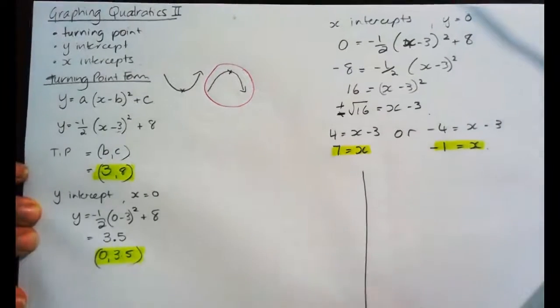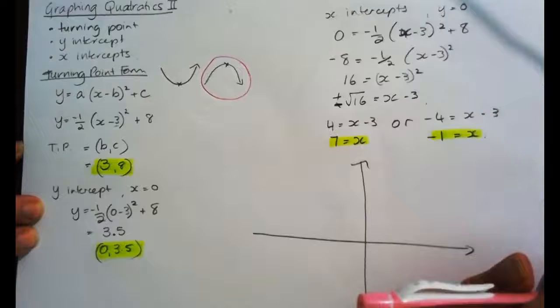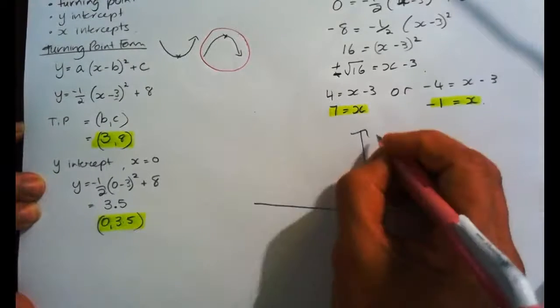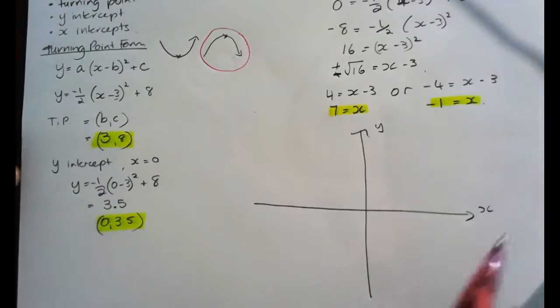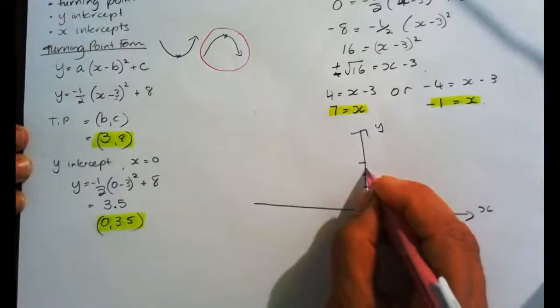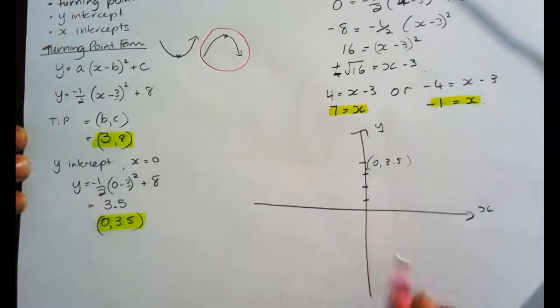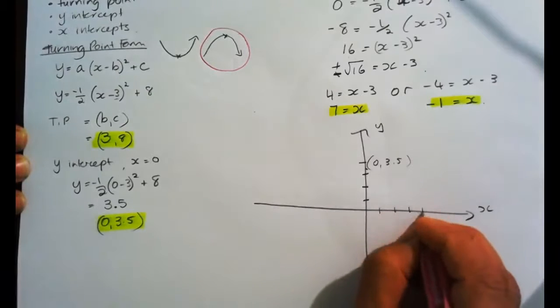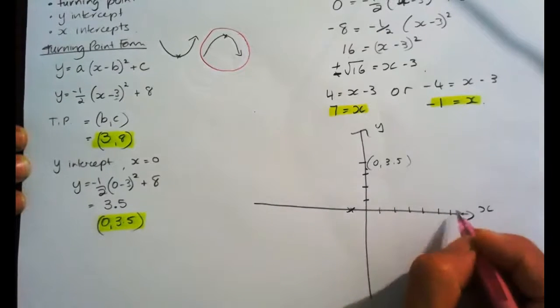So I'm going to graph that again. Okay, let's move it up a little bit. X and y, so I'm plotting out points. Sorry about that. So let's mark in our y-intercept. 1, 2, 3, 4. So 0, 3.5. Our two x-intercepts. 1, 2, 3, 4, 5, 6, 7, and negative 1.